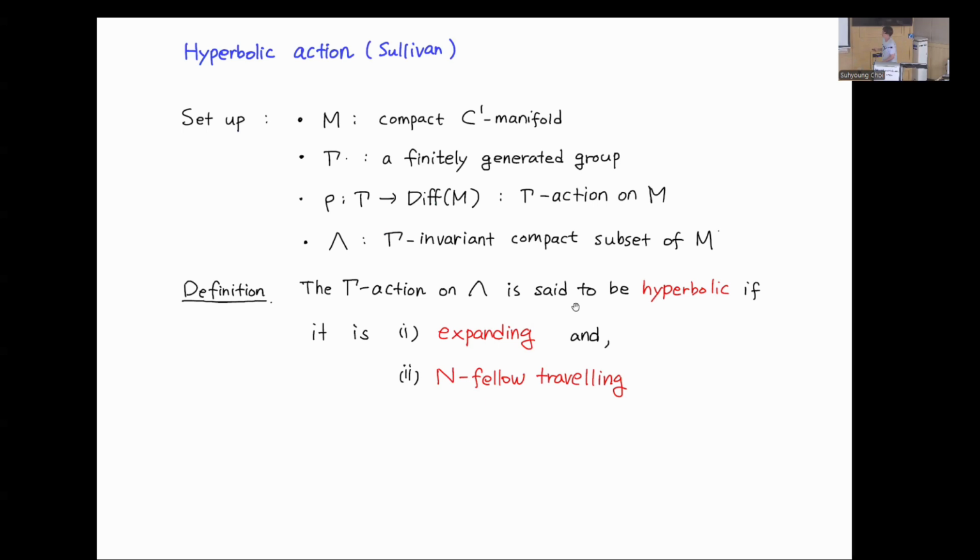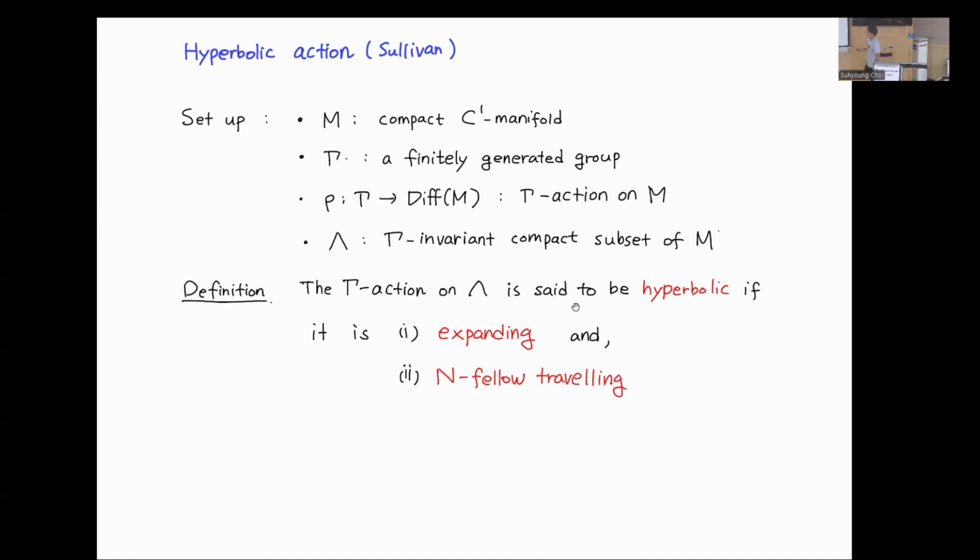So here is the setup for the hyperbolic group action. M is a compact manifold; you can think of it as the boundary of hyperbolic n-space. Gamma is a finitely generated group, and there is a gamma action on M. Okay, and lambda is a gamma-invariant compact subset of M. This is kind of the limit set of gamma.